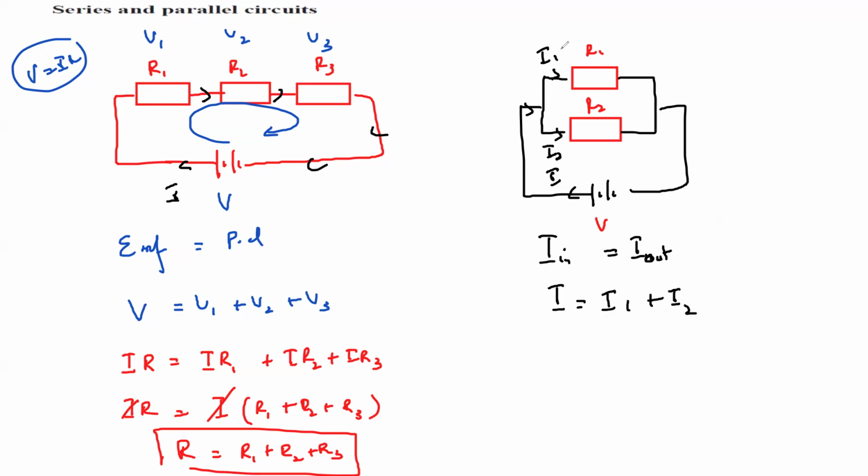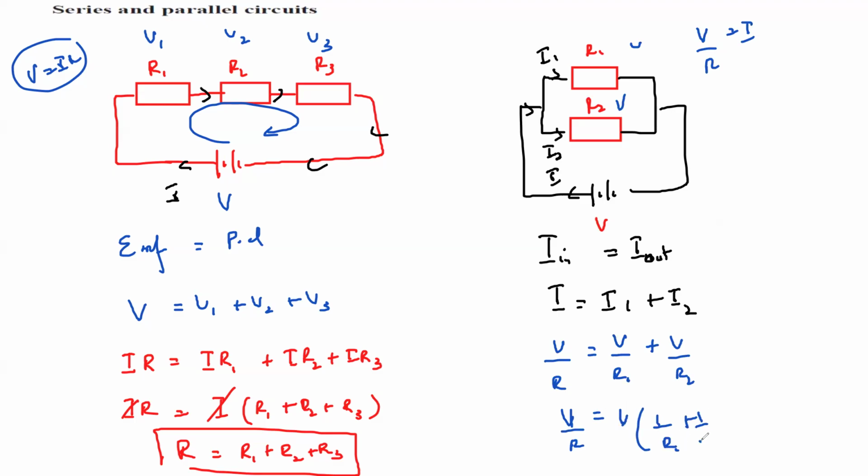And V is equal to IR. So if we need I, it will be equal to V over R. Here it will be V over R. Here they have the same voltage, because in parallel the voltage is the same. So it will be V over R1 and this will be V over R2. When we take V common and cancel out, V will cancel with V. So we can say 1 over R is equal to 1 over R1 plus 1 over R2 and so on.